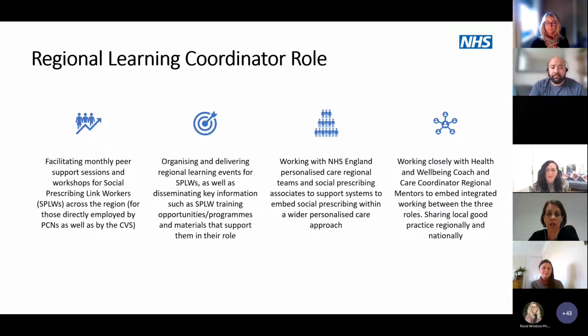And our role is very much around providing peer support. Talking about the human touch, Claire, I've now got a dog scratching to get in, sorry. So our role is very much about facilitating monthly peer support sessions, being able to support link workers.